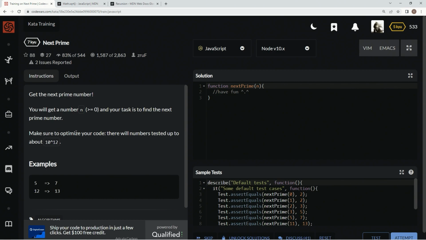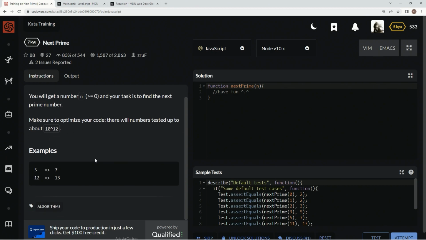We're going to make sure to optimize our code. There will be numbers tested up to a bajillion. All right? Yes, and we will do all that right now. Coming up. No, I'm just kidding.